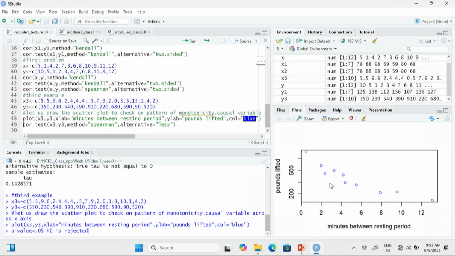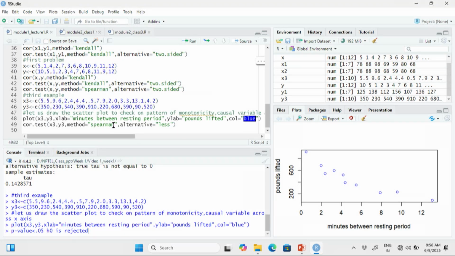Can you see this plot here? The plot clearly shows some monotonicity, but that monotonicity is downward. That means as the minutes between resting period increase, the pounds lifted, the effect variable, decrease. So, yes, there is a certain case of monotonicity here. You can also check the association between two variables just by having the plot as well.